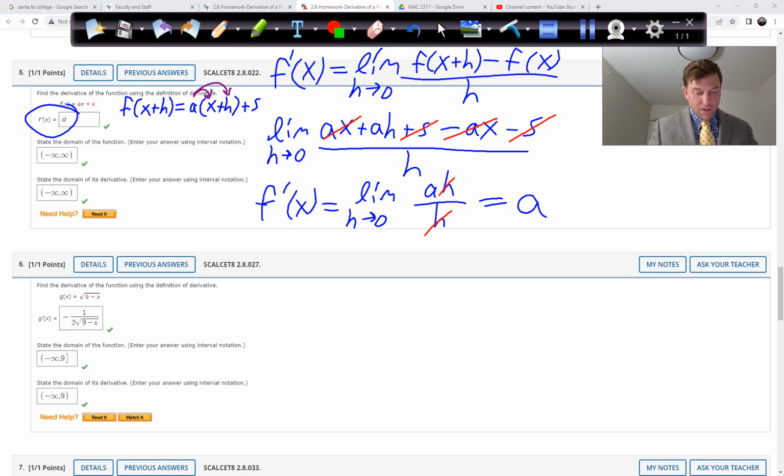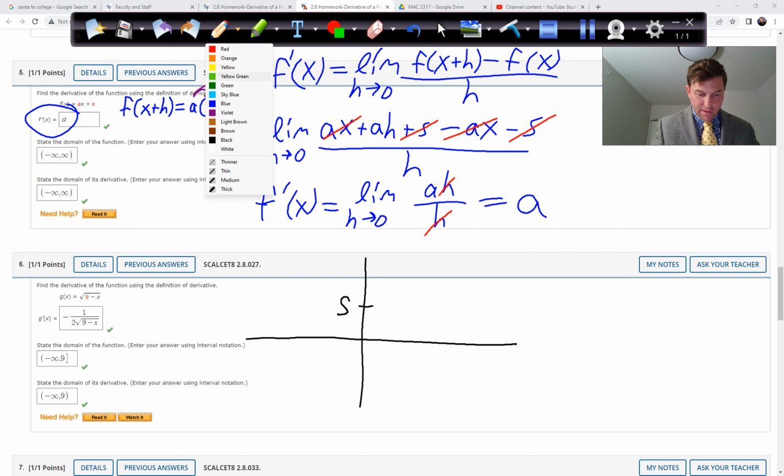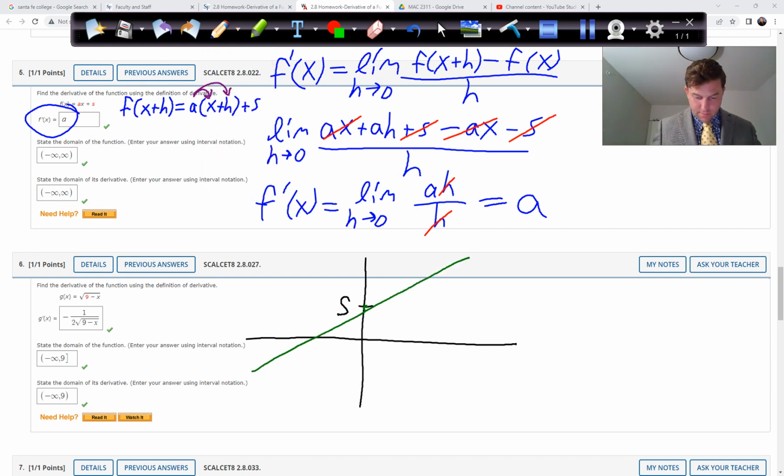Okay, state the domain of the function, state the domain of its derivative. So the function is a line. It starts at s units on the y-axis, and it has a slope of a. So the slope of this line is the value a. Well, that's the same as the derivative. So the slope of a straight line is its derivative.